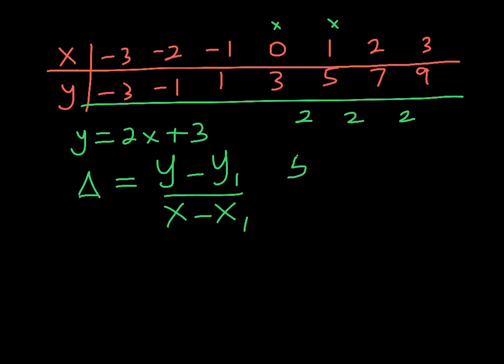So we're going to write the bigger value, 5, minus y1. What is y1? That is the first y, that is 3. So 5 minus 3, divided by x, which is 1, minus x1, which is 0. So 5 minus 3 is 2, over 1, that is 2. So that's how we know the change between x and y.